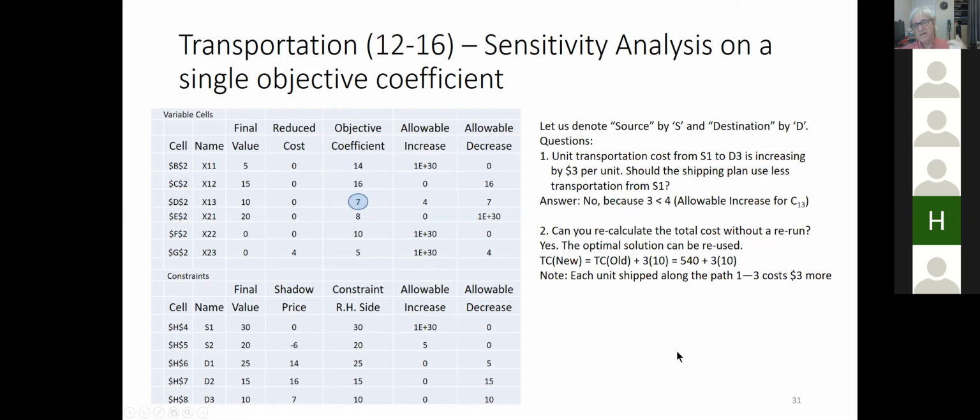Intuition says, hey, then don't ship 10 units anymore on this route. It's becoming $10. It's almost 50% more expensive. Find another solution, another transportation plan. Answer, wrong. Do not find another one. Why? The $3 increase falls inside the allowable increase. 3 is less than 4. So therefore, the optimal shipping plan is not changing. It remains optimal as is.